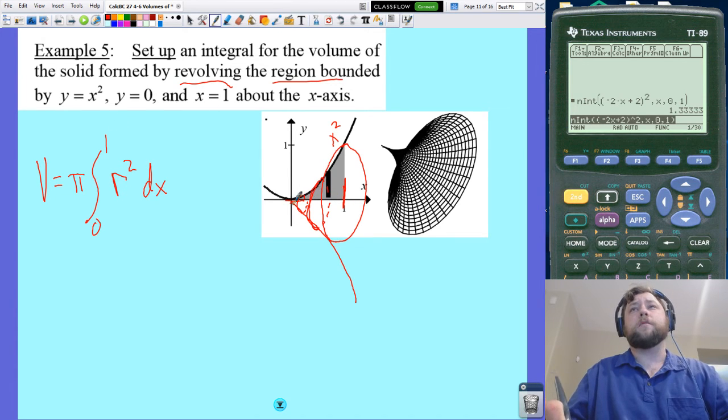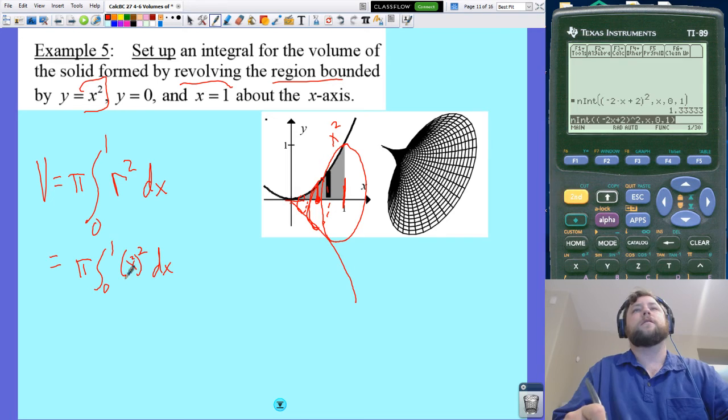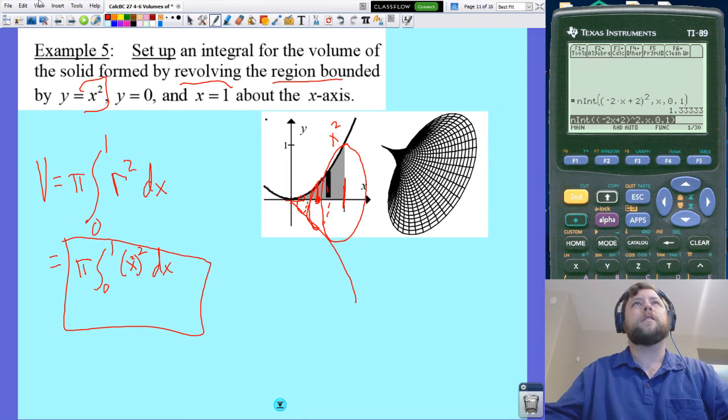Looking at this picture, the radius is the length from the axis of revolution up to the graph. So my radius is just going to be x squared. So I can say the volume is pi times the integral from 0 to 1 of x squared dx, so x to the 4th. And I could set that up and evaluate it, but you get the point.